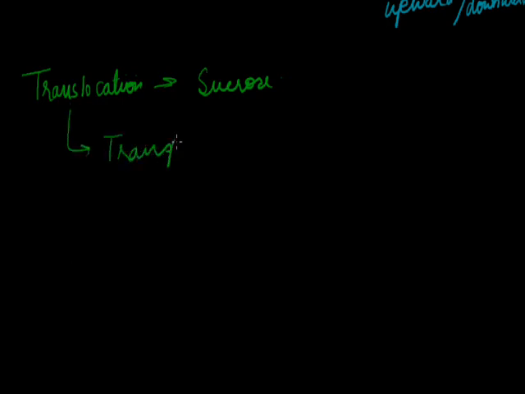Now, next is translocation. There is a term that is called as translocation. Phloem translocates the manufactured food from leaves to the different parts of the plant in the form of sucrose only, and that is called as translocation, that is transportation of manufactured food.